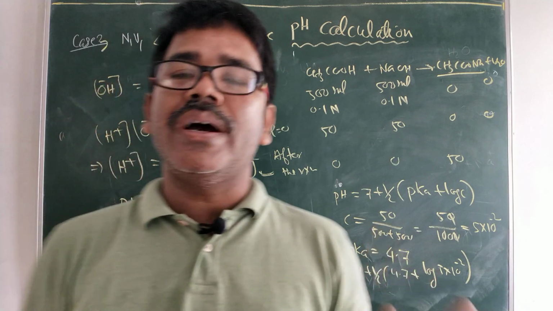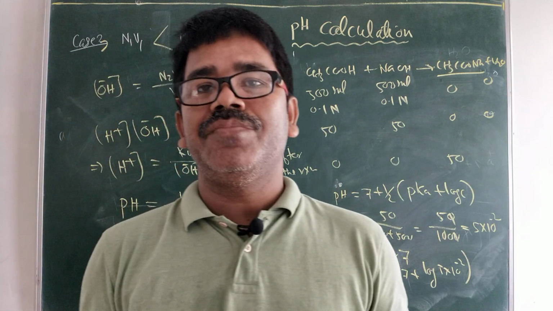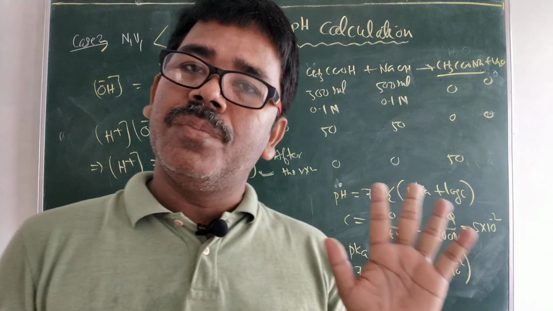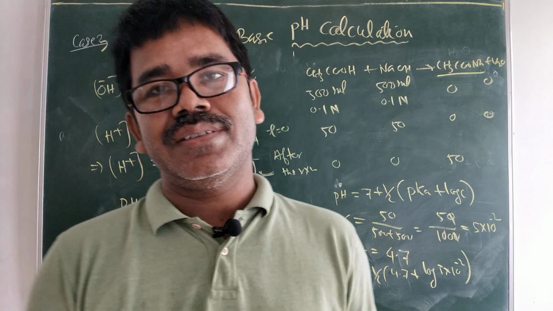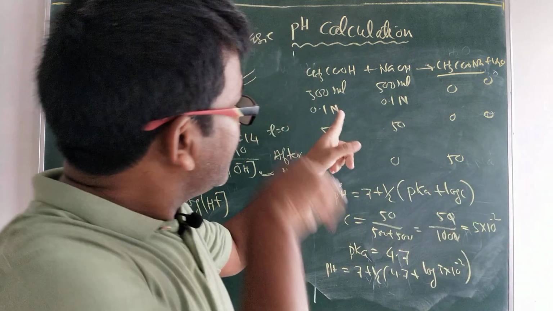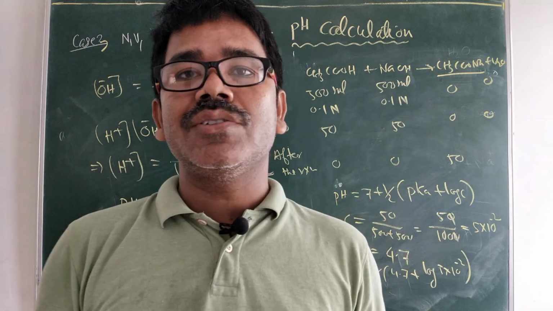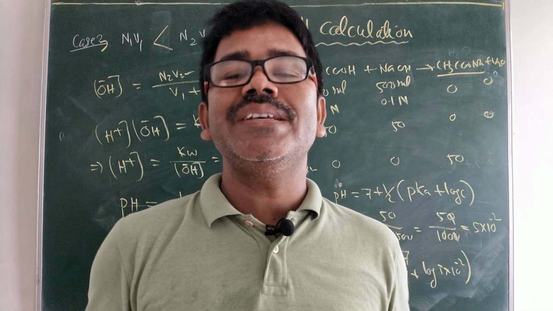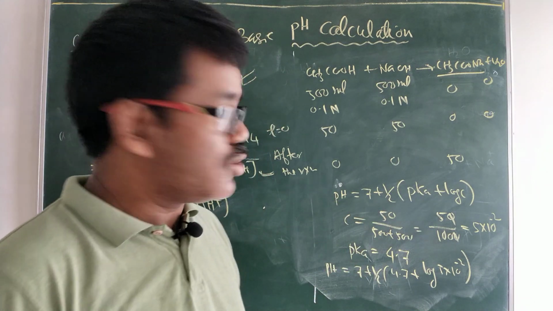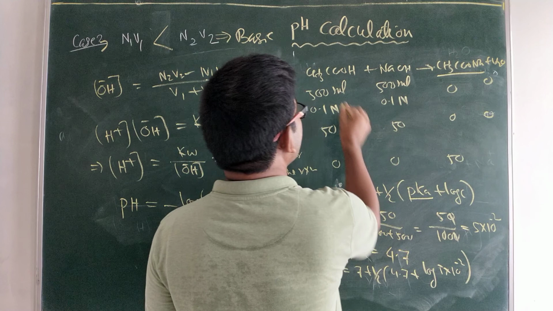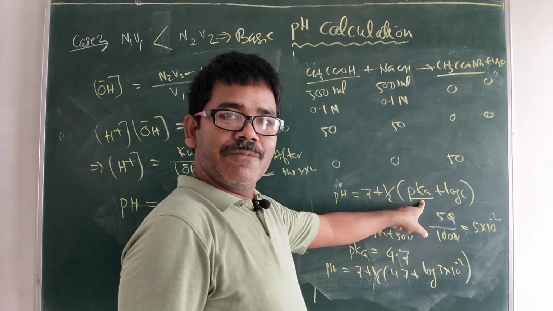Only you need to keep in mind, when the milliequivalent of the acid and base are the same and one of the components is weak, in that case it goes for salt hydrolysis. In this case it is anionic hydrolysis. Anionic hydrolysis produces anions, OH minus ions. The solution is basic. Therefore, pH is 7 plus half pKa plus log C. This pKa value is for what? Weak acid, acetic acid. Okay.